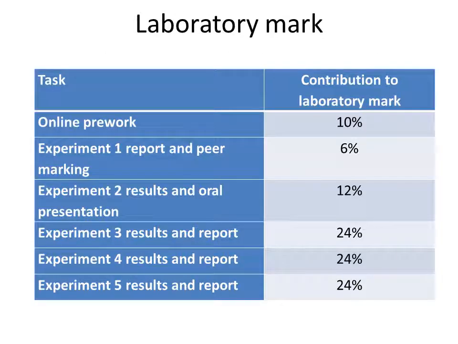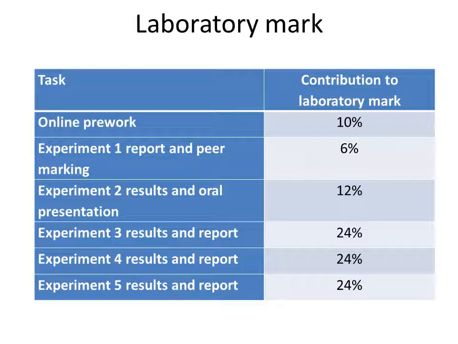The breakdown of your lab mark for the course is shown in this table. 10% will come from the pre-work, and the remaining 90% from the experiment itself. Some of the marks for the experiment are based on your performance in the lab, your yield, your product quality, your accuracy, and the rest of the mark is based on how you report your results.